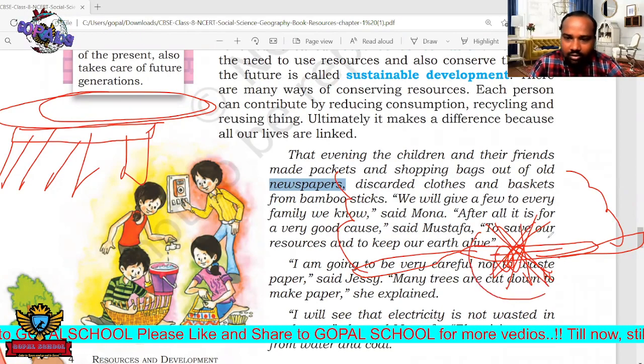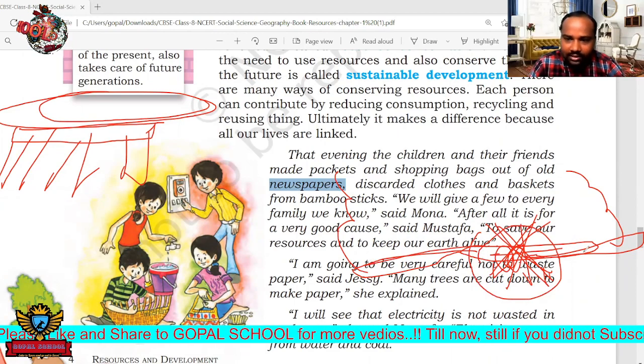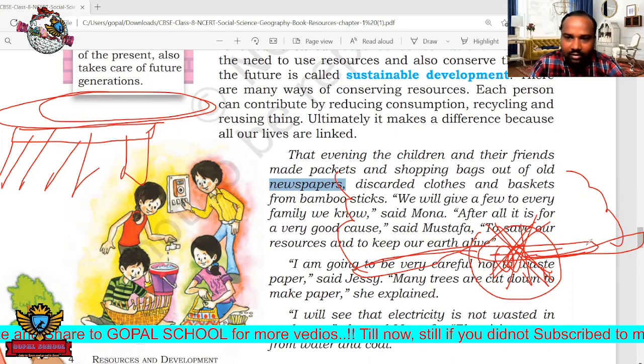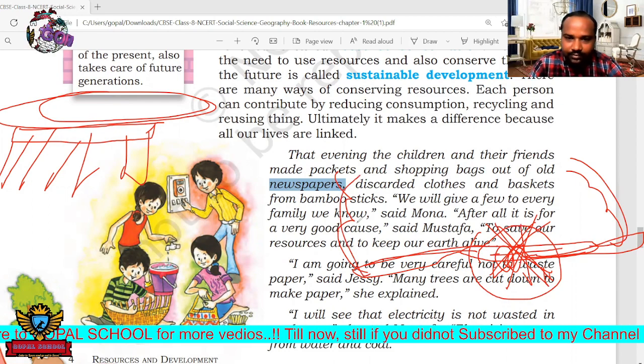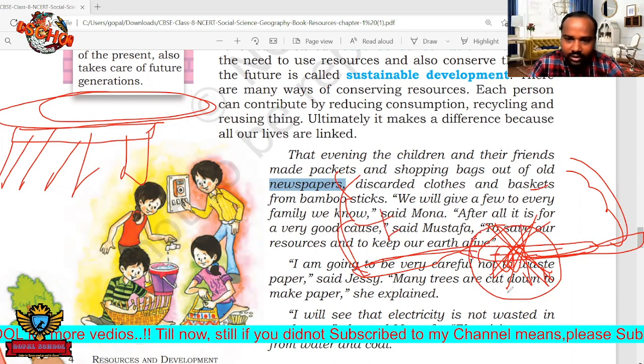When you are continuously rotating this one, what will happen? The positive ions and negative ions are separated. Then what will happen? We'll get the electricity. Okay, positive and negative. So here turbines rotating is important.